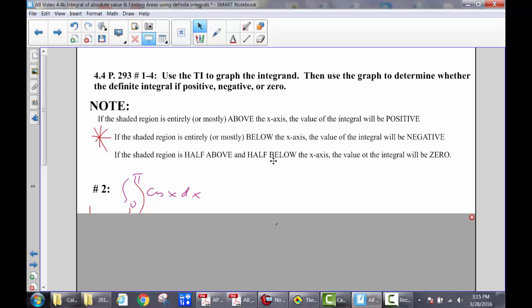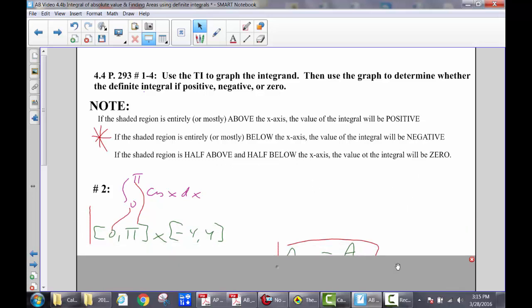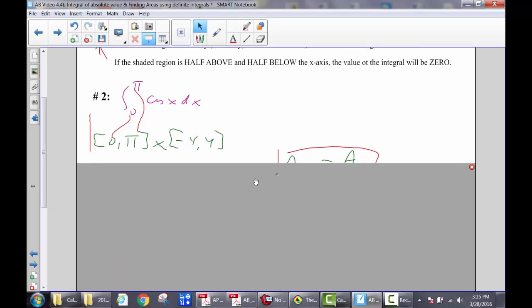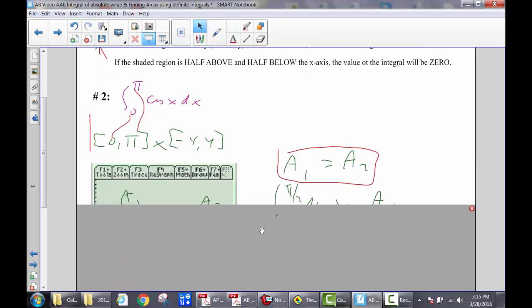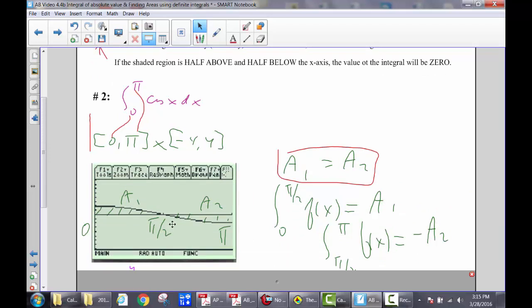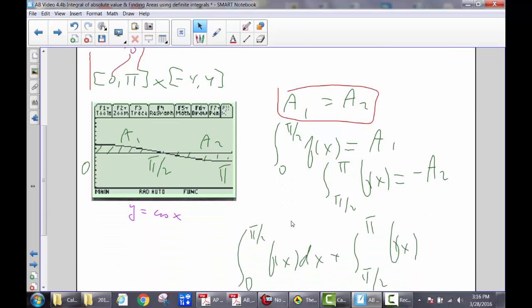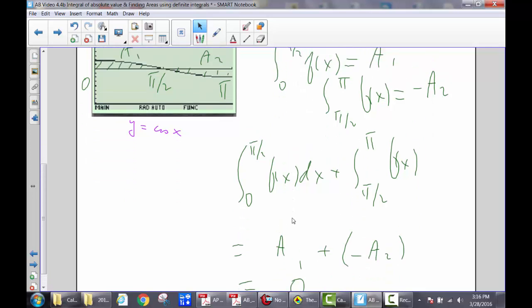If the region is half above, half below, then your answer will be 0 because they'll cancel each other out. So here's an example, number 2. Integral 0 to pi cosine x dx. This is a TI-89 graph, but whatever. So this is the graph of y equals cosine x from 0 to pi. You can visually see that half the region's above the x-axis, the other half is below. And therefore, your answer will be 0 for your definite integral.